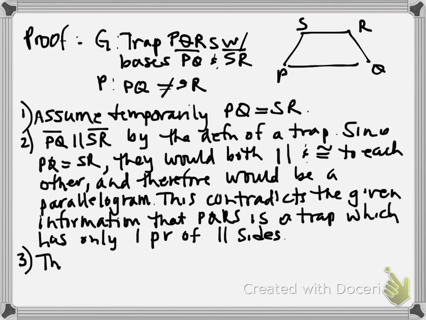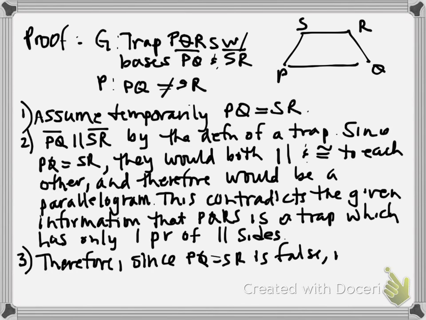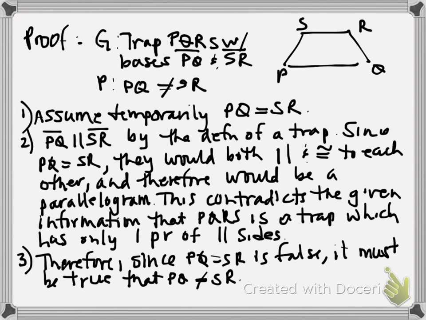Therefore, since our temporary assumption, PQ equals SR, is false, it must be true that PQ cannot be equal to SR. And that's how we would conclude it.